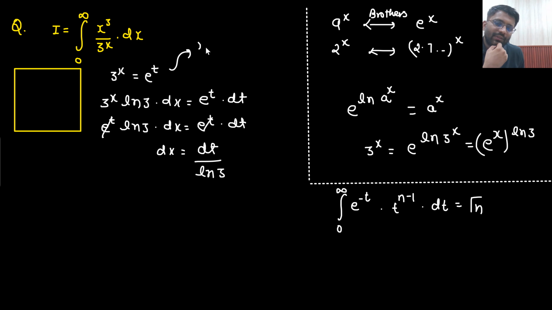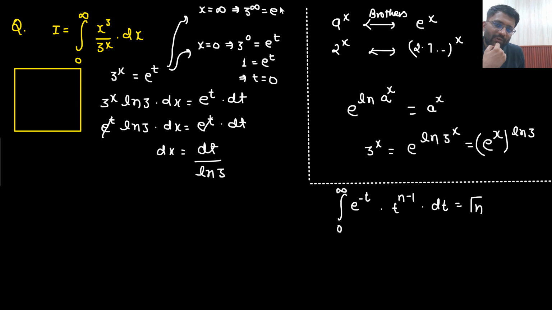Now what about the limit? If x is 0, then 3 to the power 0 equals e to the power t. What does that mean? 1 equals e to the power t, so t will be 0. And if x is infinity, then 3 to the power infinity equals e to the power t. 3 to the power infinity is infinity only, so t will be infinity only. So the limit is going from 0 to infinity only.